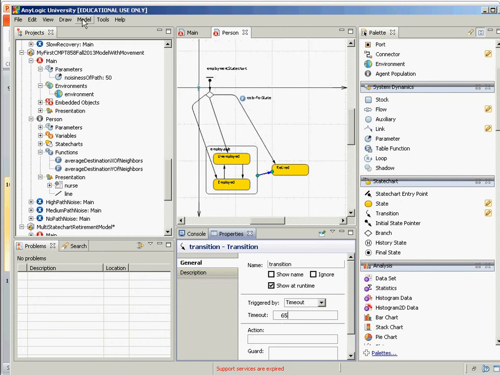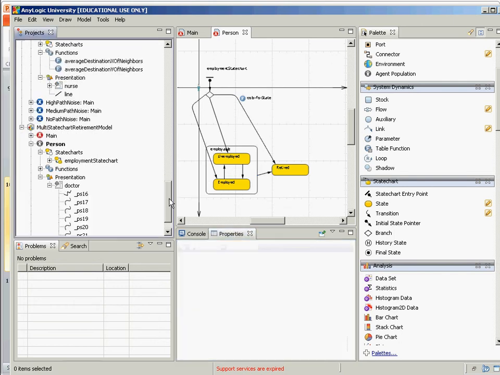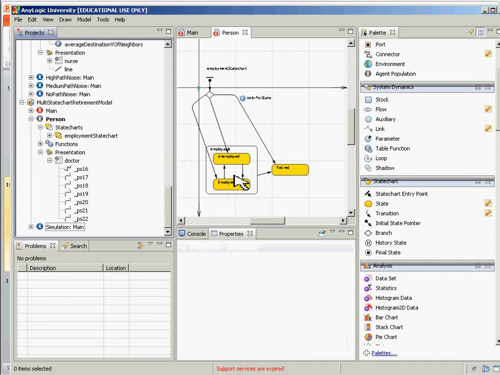Now let's see if it actually likes this, because I've had trouble. Okay, so there we go. Now we have a situation where people are unemployed and employed, but they're fundamentally in the same employable category, and then after 65 years they retire.